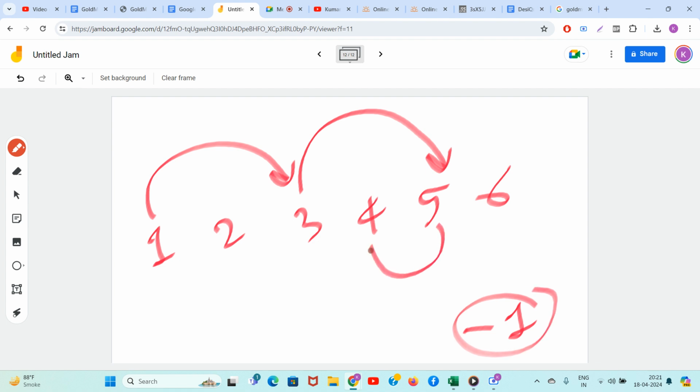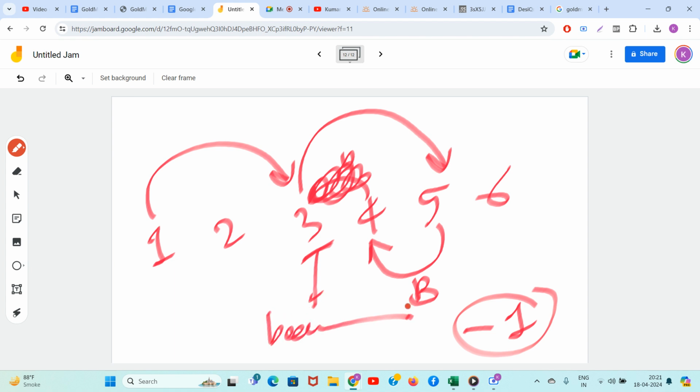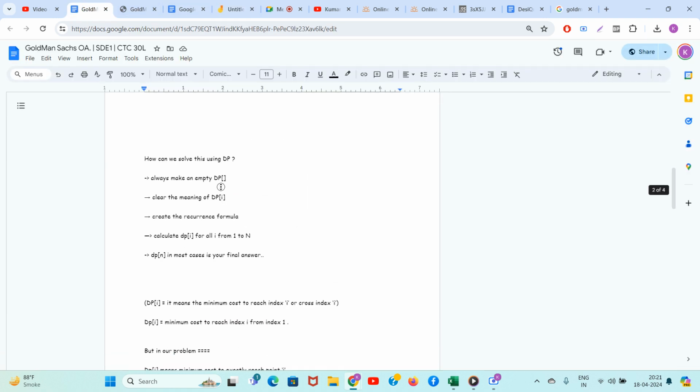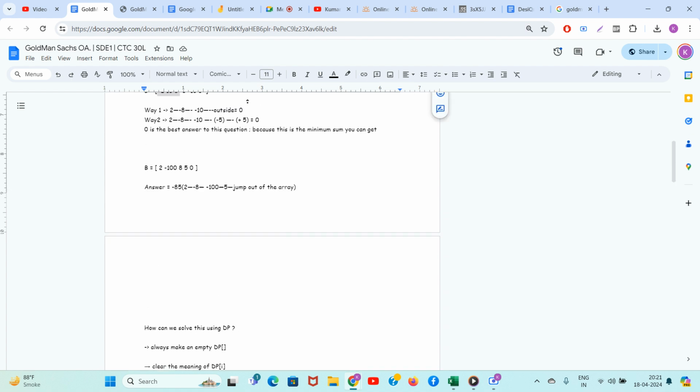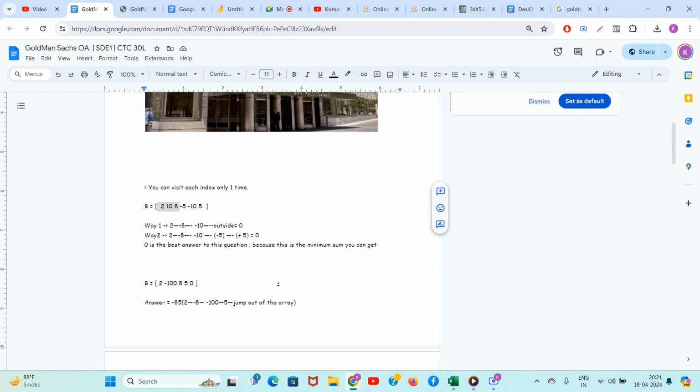So you go from 5 to 4, a backward move. You cannot go from 4 to 3 because 3 has already been visited. So guys, when you're trying to go back, only one backward move can be made. No consecutive backward moves can be made. This is the biggest observation for this problem. It is written also here. No consecutive backward moves can be made.